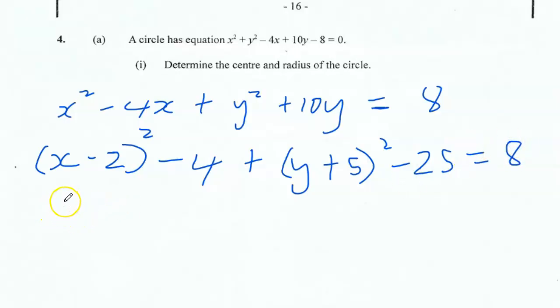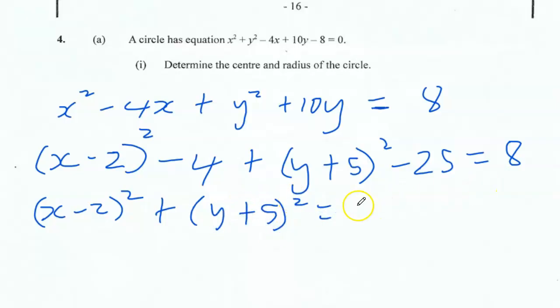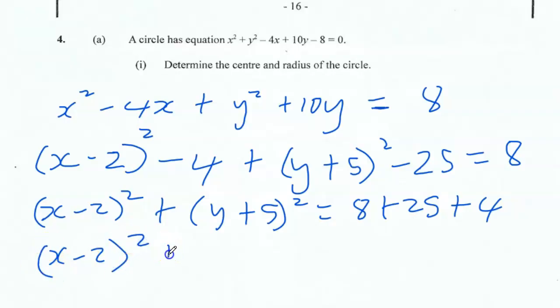And we can add 25 and 4 to both sides. So we end up with x minus 2 all squared plus y plus 5 all squared is equal to 8 plus 25 plus 4. So 8 and 25, that's 33. 33 and 4, that's 37.